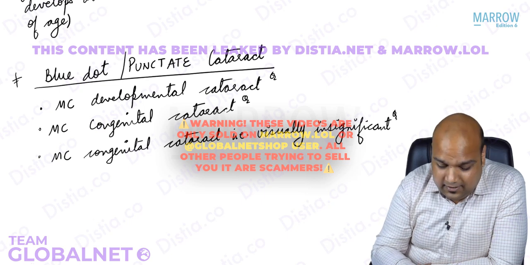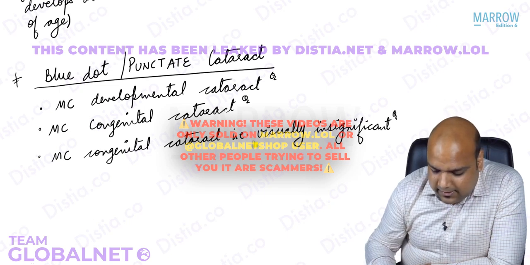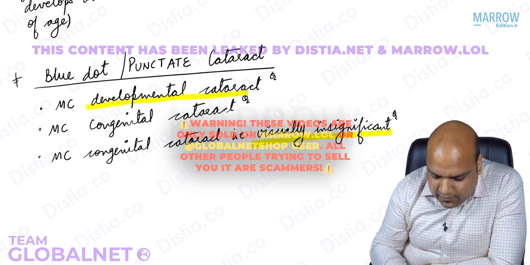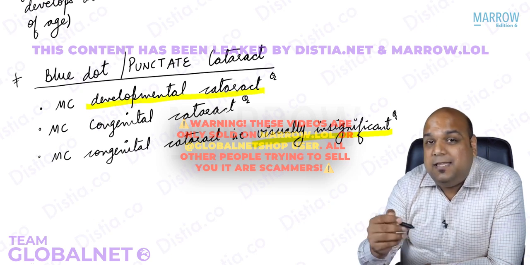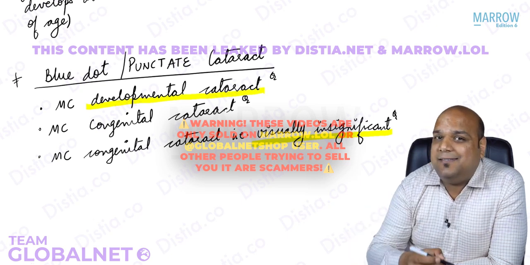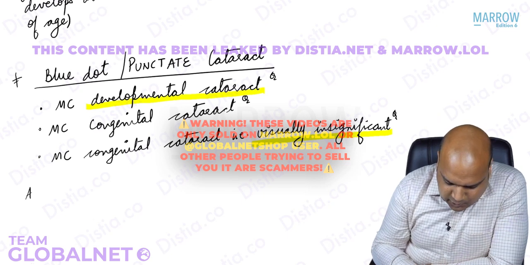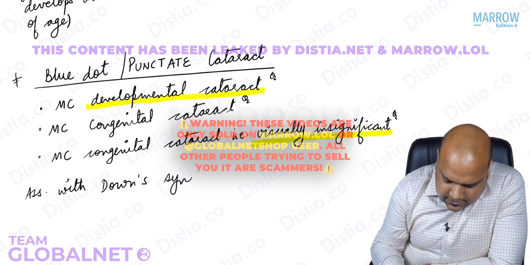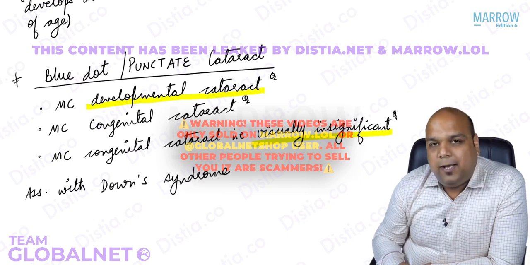Visually insignificant. I hope you understand the language here. Because it is a developmental cataract, guys, that is why we are saying it is causing minimal loss of vision, and thus it is visually insignificant, will not cause loss of vision. Also remember, blue dot cataract is most commonly associated with Down's syndrome. Okay guys, done.